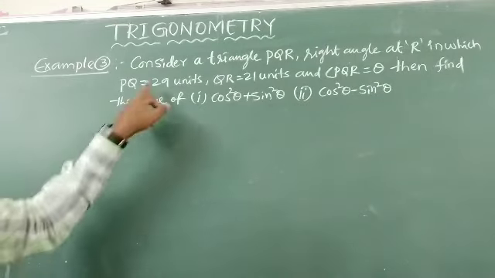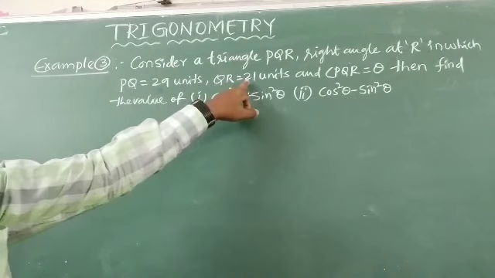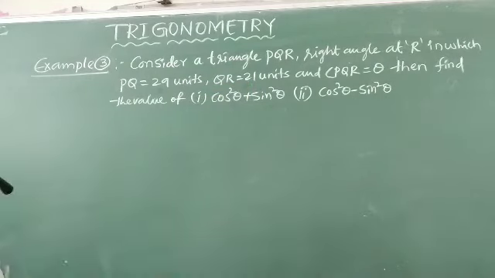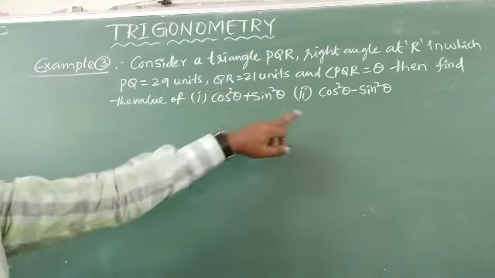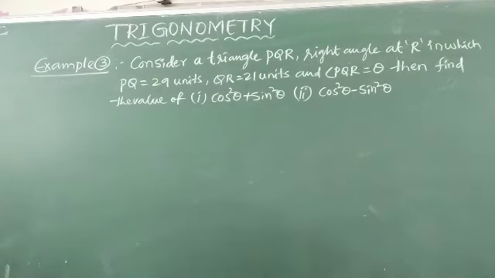Here the lengths are given. PQ length is 29 units, QR length is 21 units, and angle PQR value is theta. Then we have to find these two values: cos square theta plus sin square theta, and second, cos square theta minus sin square theta.